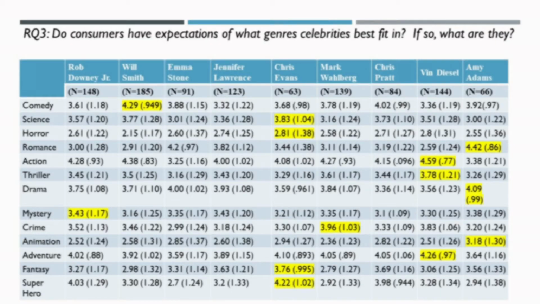Let's move along. What we can see here, based on this question, is that actors do fit in certain places. Do consumers have expectations of what genres celebrities best fit in? If so, what are they? We can see Robert Downey Jr. is a best fit for mystery, Will Smith for comedy, Chris Evans for science fiction and horror, as well as fantasy and superhero. Mark Wahlberg is the best fit amongst all of these creatives for crime. Vin Diesel is the best fit among these creatives for action, and among these creatives for thriller, and so on and so forth. Let's go to the next slide.